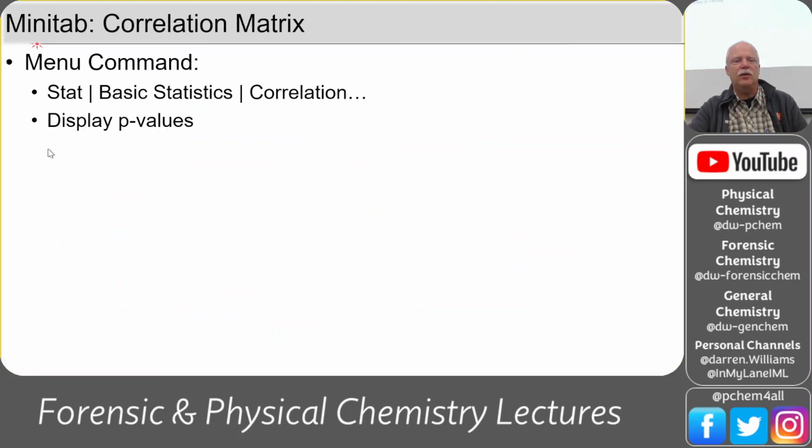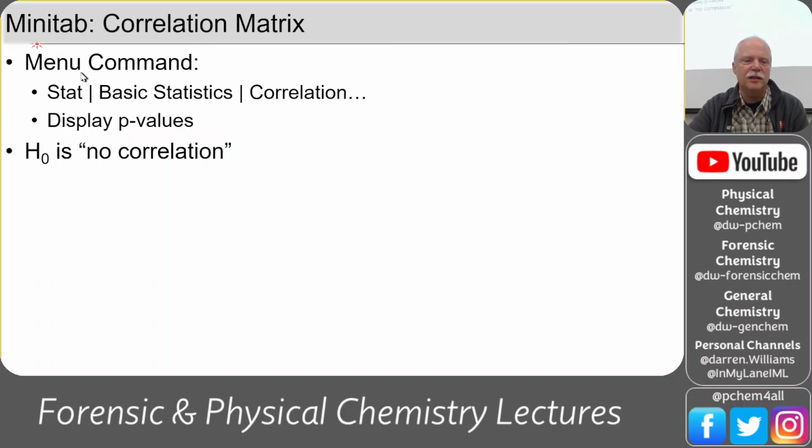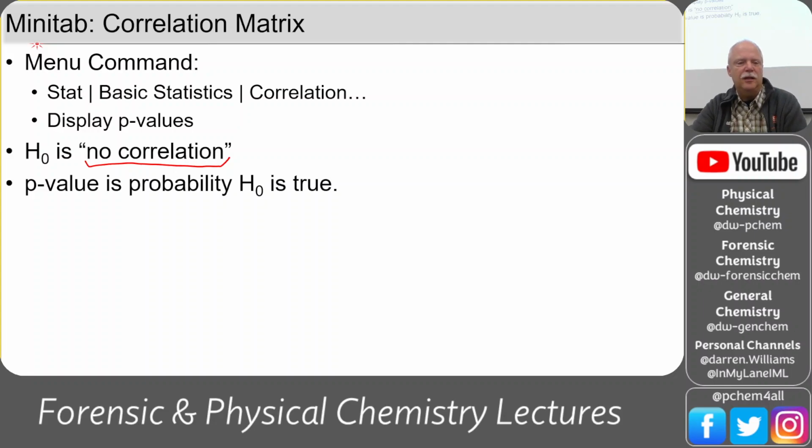So now let's look at the display of the p-value. So we did the correlation matrix, and we're going to look at the p-values of those correlations. So we need to know the null hypothesis. Anytime you use a p-value, you want to know what the null hypothesis is. Our null hypothesis for a correlation analysis is that there's no correlation. And so the p-value is the probability that that is true.